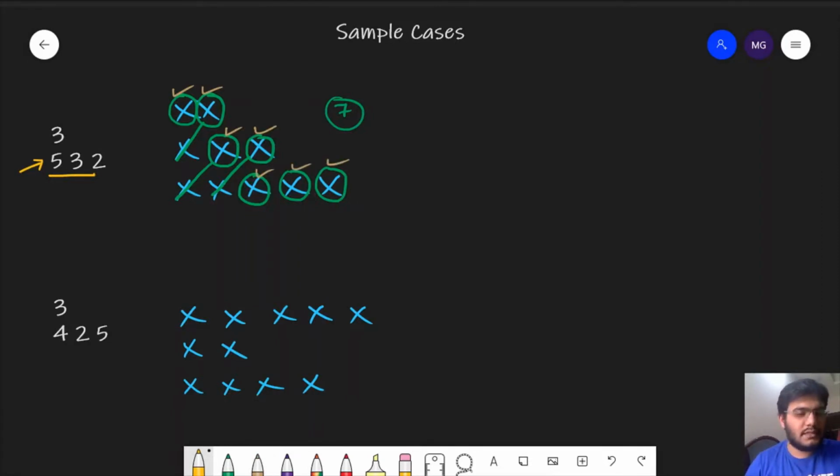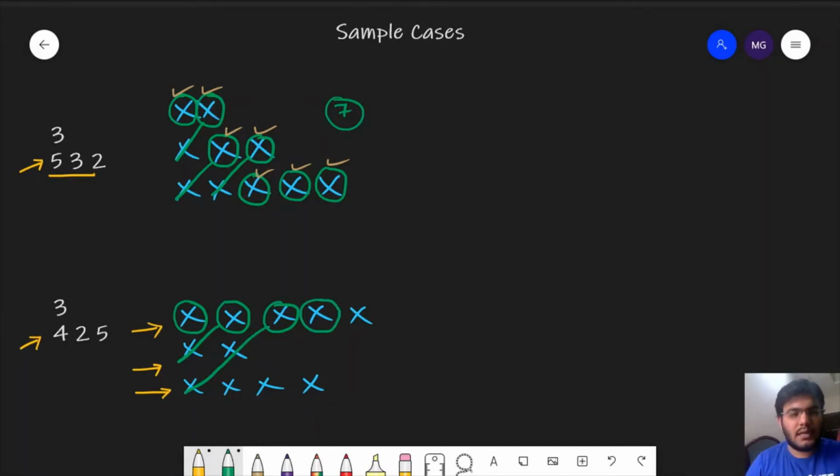So let us see the second test case. Here also we have 4 2 5. So we have only marked the cells which have 1 as their value. Now again, we can start our step by considering this as our starting cell, and no other cell can be marked using this step. But for this particular cell as the starting point, we can mark these. Similarly, for these, we can mark these in one step only.